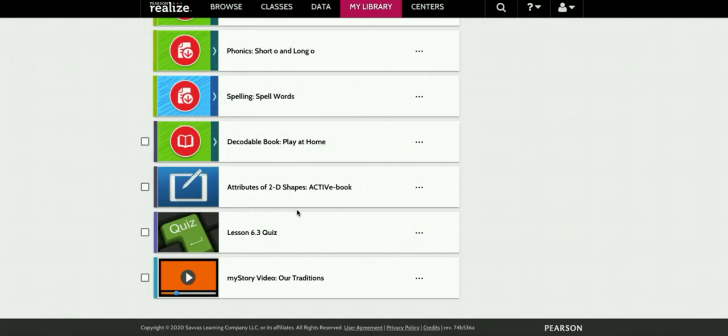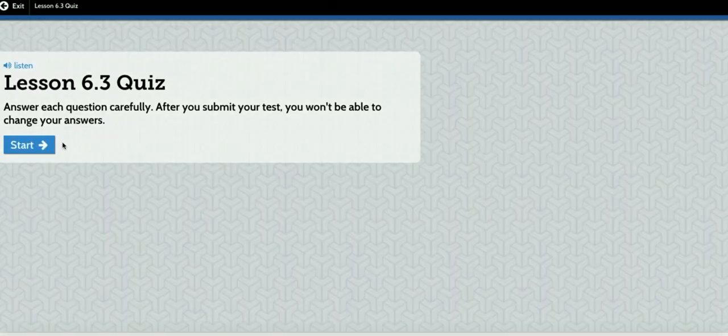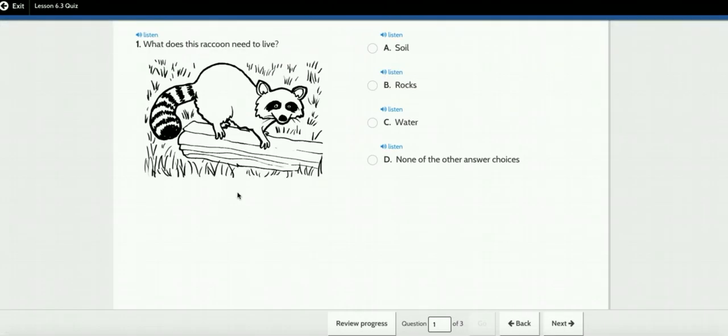Next, we're going to go ahead and move on to science. For science, we were talking about living things. So let's see. What does this raccoon need to live? Does he need soil, rocks, water? None of the other answer choices. Water.